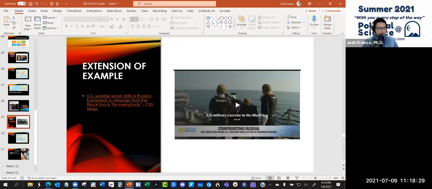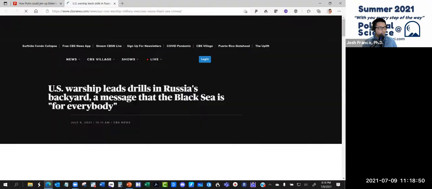So in addition to Russia playing this role of maybe spoiling our ability to maintain a presence in Central Asia, the United States is also countering as well. So here's another article about a U.S. Navy warship leading drills in Russia's backyard, and particularly the Black Sea.